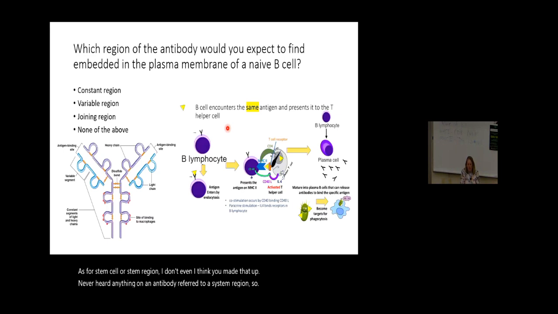Okay, any questions on antibodies? Yeah. Sorry? The constant region is the one in the plasma membrane, yeah. Of course, that's only true in the naive B cells. Once you go through clonal selection and now you have plasma B cells, you're actually going to be secreting those antibodies out. They're not embedded into any membranes.